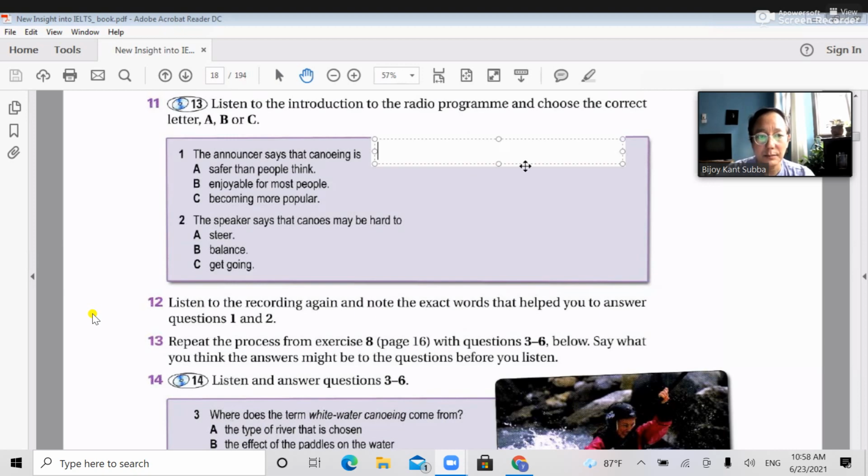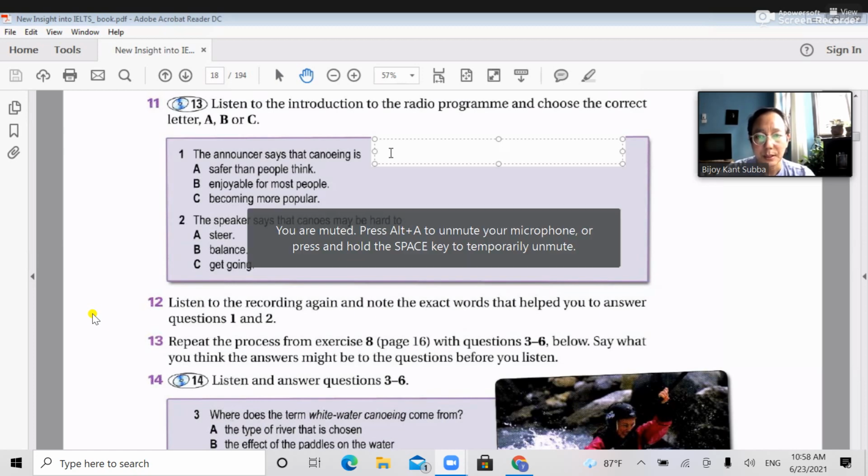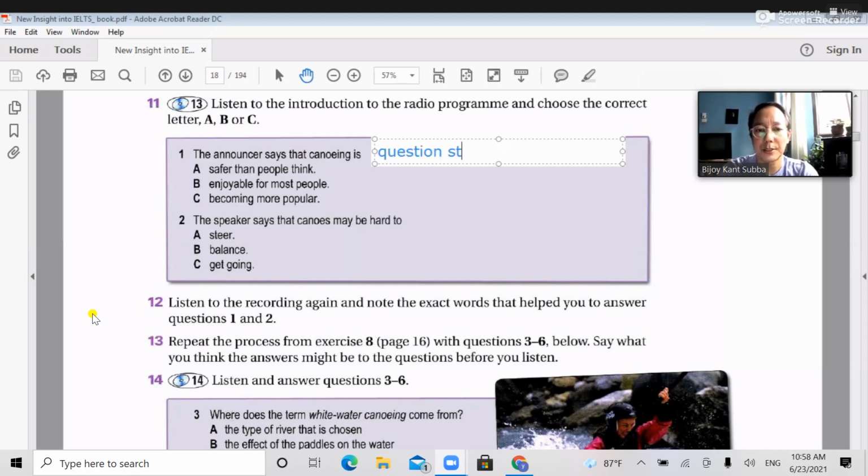Okay, hang on there. It can't be smaller than this. So these are what we call question stems, your incomplete questions. Now, question stems can make things kind of complicated. The announcer says that canoeing is... The speaker says that canoes may be hard to... You can only complete the answer by taking these answers and attaching them to the question stem, right? Then you would have a complete sentence.